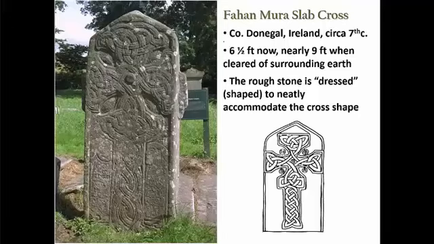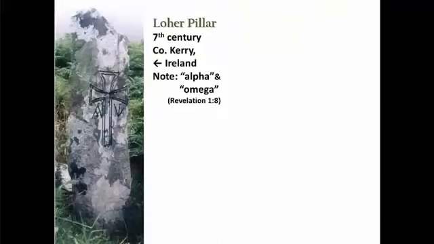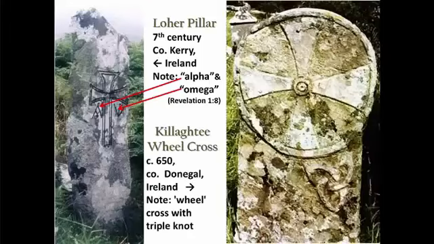Isles simpler designs of the cross on stone markers. Take for example the Loher pillar, also from the 7th century, in County Kerry, Ireland. Note again the Alpha and the Omega. The association of Alpha and Omega, or the beginning and the end, harkens back to a passage from Revelation 1:8. Another example of a cross slab is the Killaghtee wheel cross, also from the 7th century in County Donegal. Note, not only is this a wheel cross, but it also features a triple knot in the lower right-hand corner.